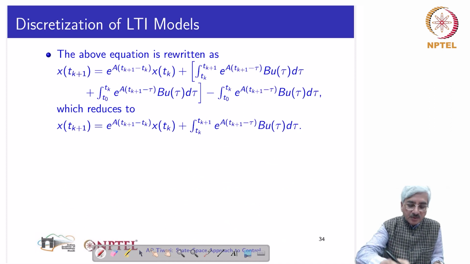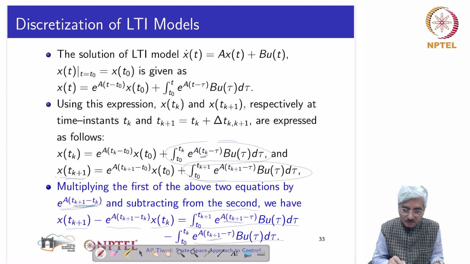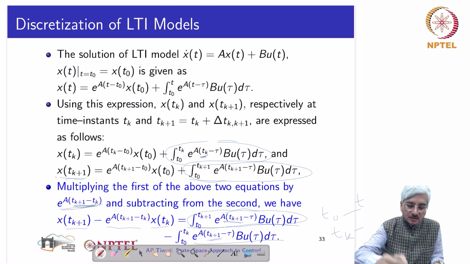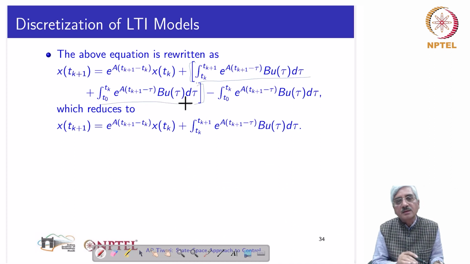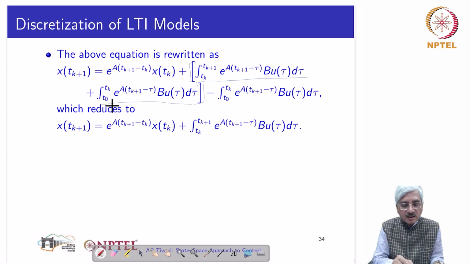Before that, what we do is we break this integral into two, one from t0 to tk and the other from tk to tk plus 1. This is done here, shown in this square bracket. This is the first part and this is the second part. And we can see that this part cancels with this part, and what remains is this and this, which is reproduced here.